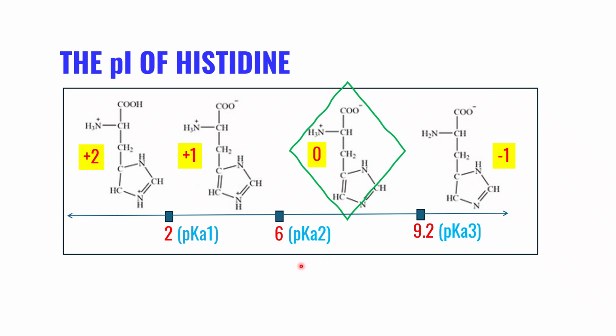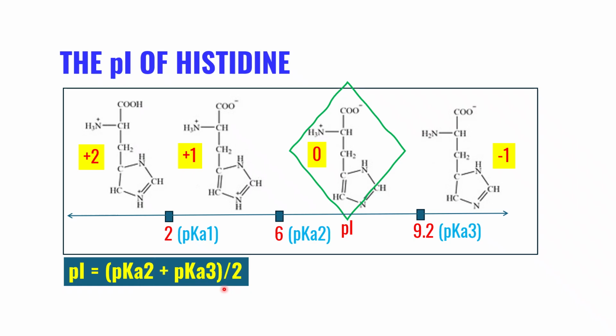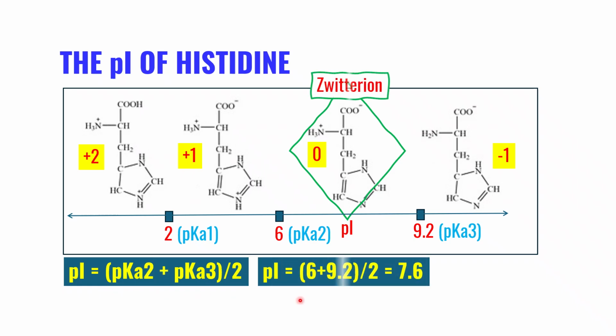So what will be the pI for this? You just average these two values. So this is the formula: pI is equal to (pK2 plus pK3) divided by 2, which comes out to be (6 plus 9.2) divided by 2, equal to 7.6. So this is how you will calculate the pI of histidine.